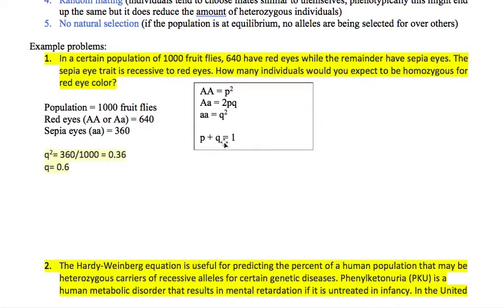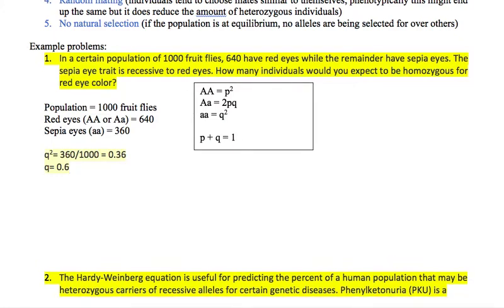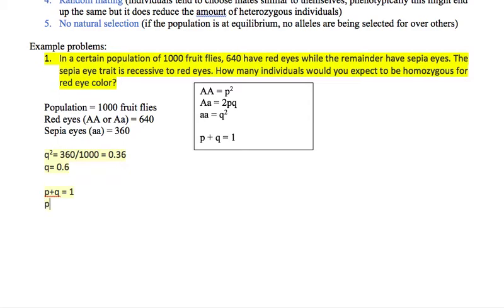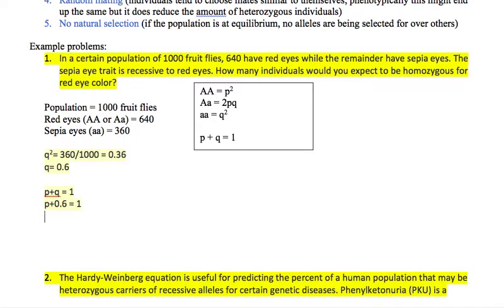So at this point, I figured out Q. From here, it's going to be really easy to figure out what P is because we know that P plus Q is equal to 1. So P plus 0.6 is equal to 1. So P equals 0.4. Okay, we now have Q, we now have P.